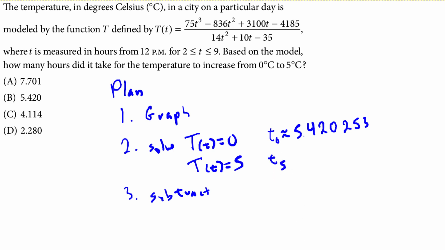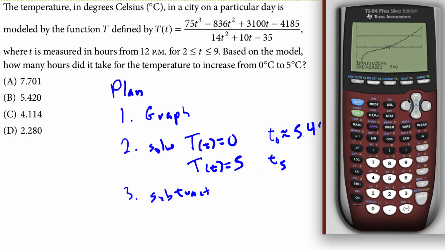Now let's find out where we hit 5. So calculate the intersection. This is still my first curve, but my second curve, I'm going to press up to change that to 5. I see it intersects over here, so let me go over to that point as close as I can get. It's not necessary, but it makes it a little quicker. And I get 7.7007238.